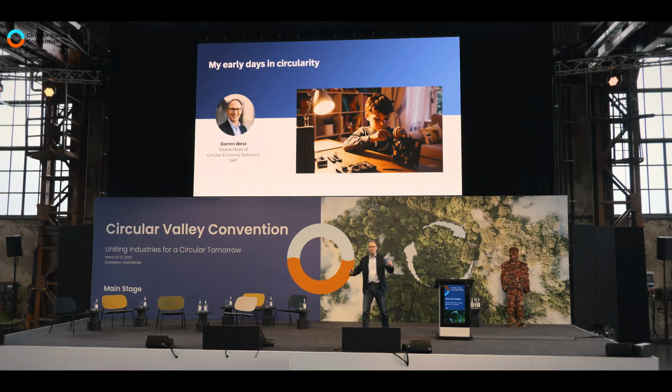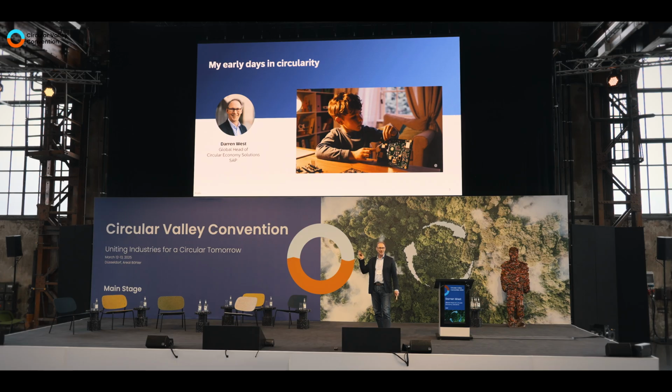So, my name is Darren West. I am the Global Head of Circular Economy at SAP. My role is to decide where we put our money. That's a good job, right? Where do we put our money in terms of circular economy? But where did this start? So when I was a little boy, I used to take things apart and see if I could fix them. You could say it was an early days introduction to the circular economy.